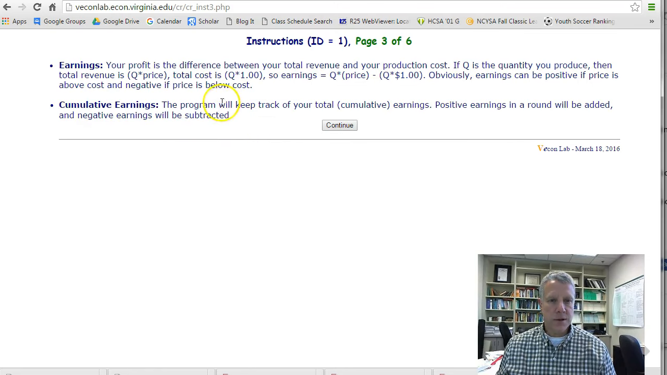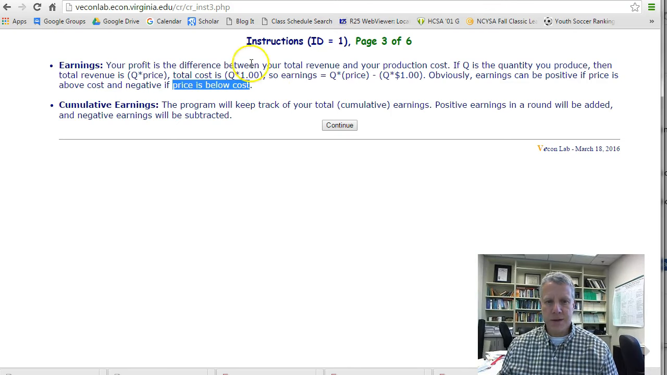Okay, your earnings is your profit, which is the difference between your total revenue and your production cost. If Q is the quantity you produce, then total revenue is Q times price. Total cost is Q times 1. So earnings equals QP minus Q times average cost. Okay, your earnings are going to be positive if the price is above cost. And earnings will be negative if price is below cost.